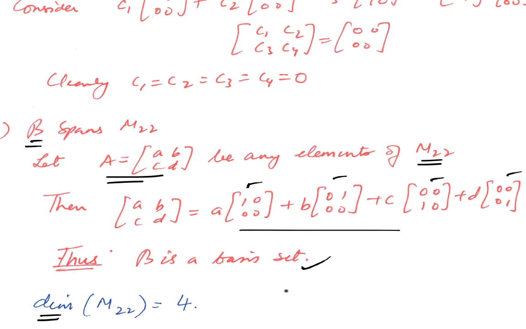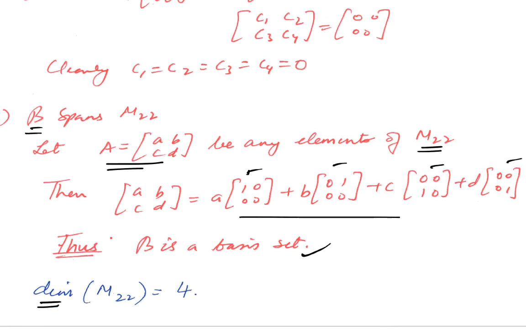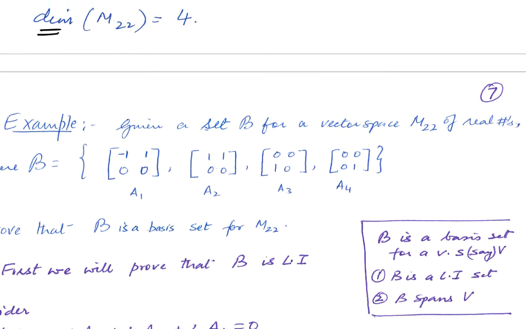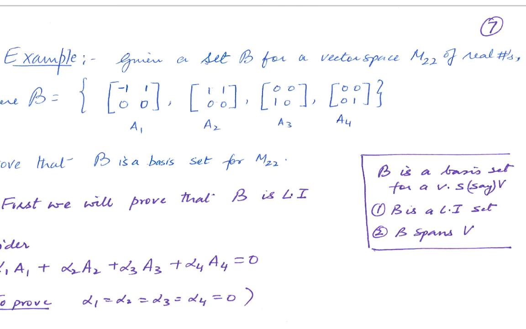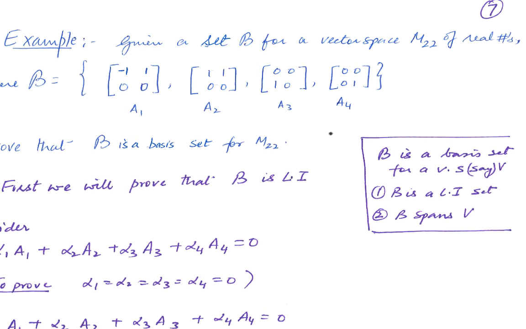Now this was an easy one. Let's pick up another one. As I said, remember, you can have many basis sets of the same vector space. So I'm going to pick up another set, B, where the elements are different, but it also is a basis set. Wow, let's look at that.